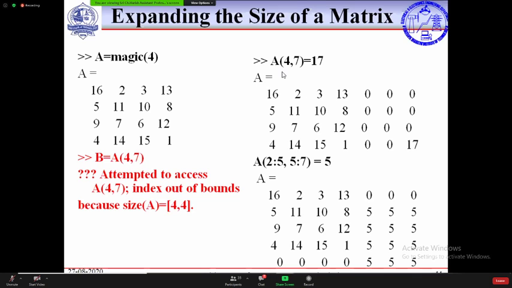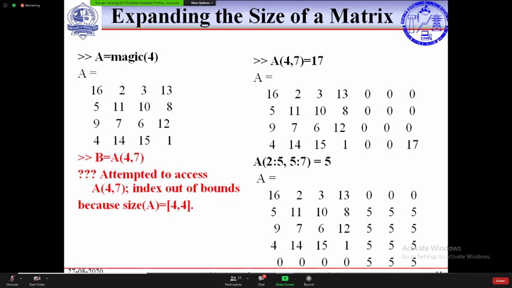Now if I want A of 4 comma 7 equal to 70, but here you are indexing, you are calling that address, nothing is there, it is giving the error. Here if you are assigning the value to that address, I am assigning the value, A of 4 comma 7 equal to 17. So what it is going to do, at that address it will assign this value. What happens to the remaining values? By default they will be taken as zeros. Is it clear or not?